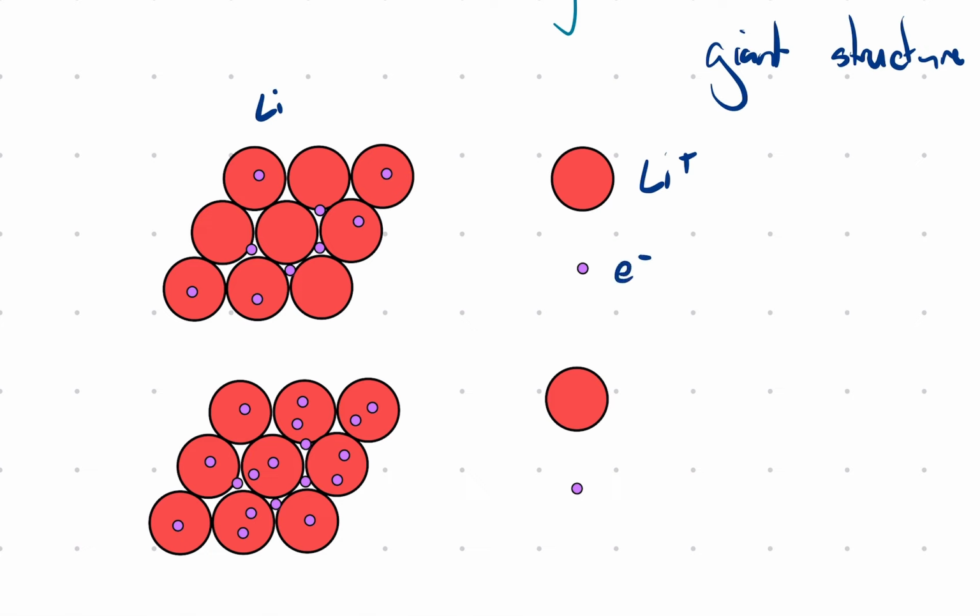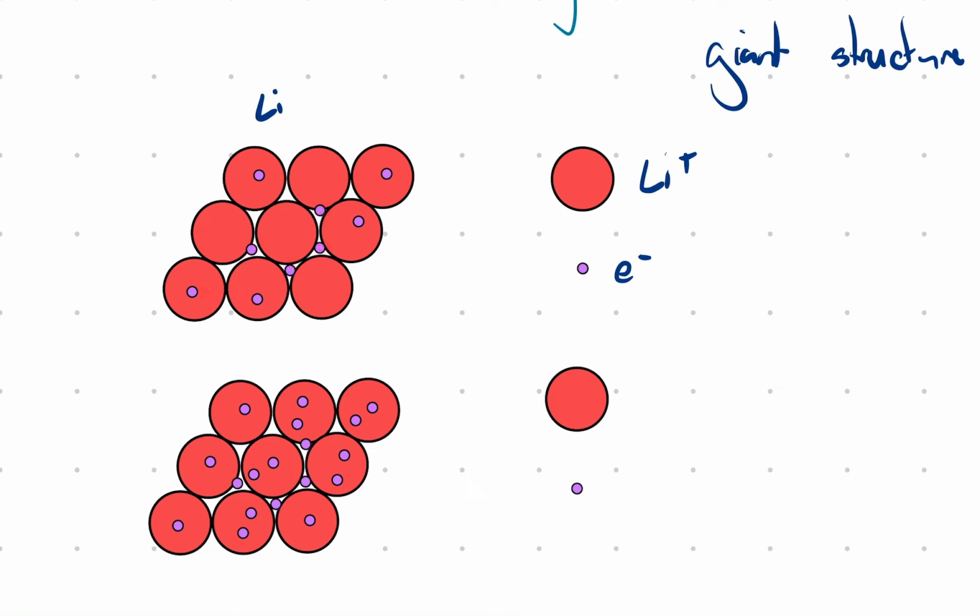Now this means a few things. One, we've got pretty strong bonds here, so we've got high melting and boiling points. Again, giant structure, lots of energy required to overcome the forces. We've also got these charges that can move throughout the structure. Because we've got delocalized electrons, we've got the two things we need for something to conduct electricity: charged particles, and the ability for that charge to flow. Within a solid, delocalized electrons allow that to happen.